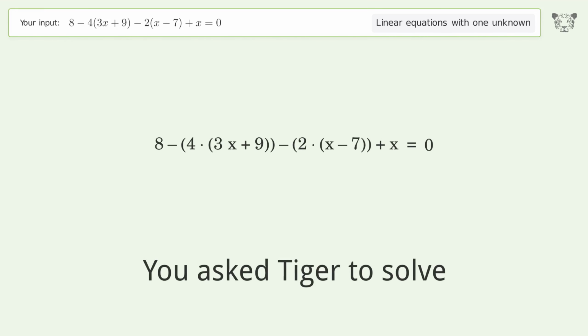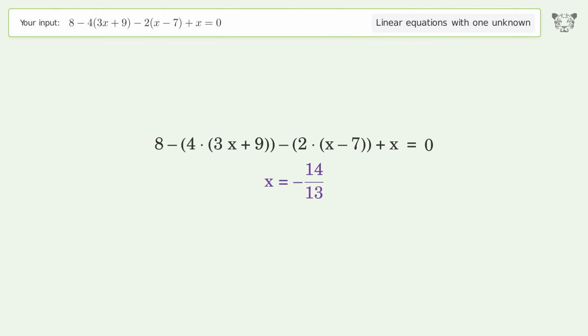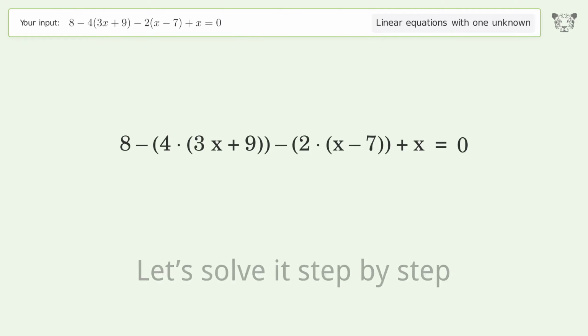You ask Tiger to solve. This deals with linear equations with one unknown. The final result is x equals -14/13. Let's solve it step by step.